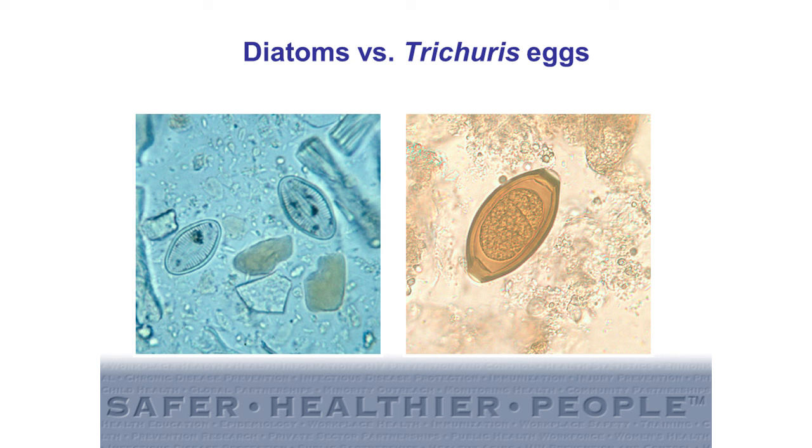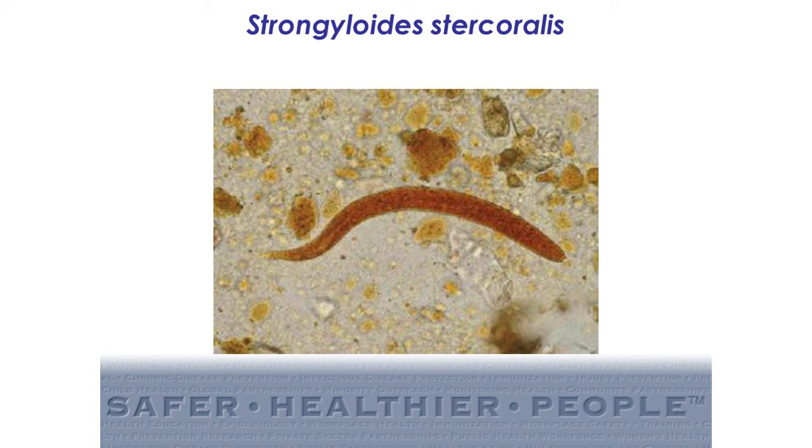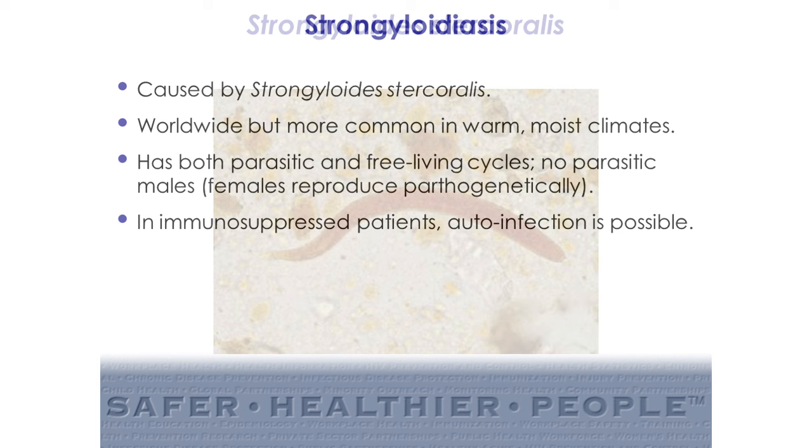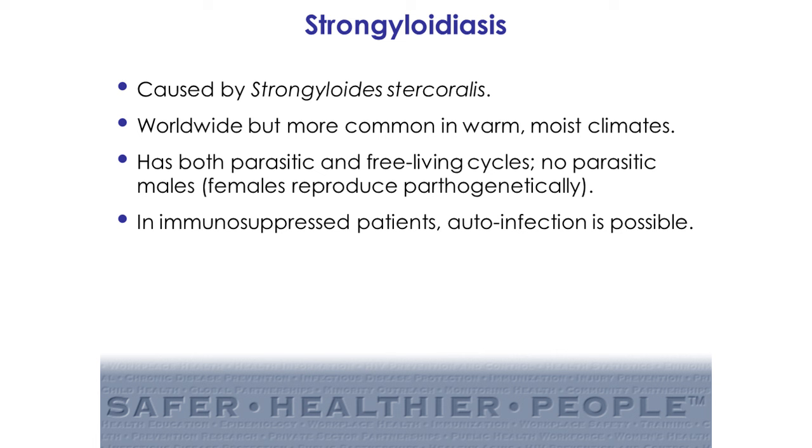Now we come to Strongyloides stercoralis. There are two species of Strongyloides that infect humans: Strongyloides stercoralis and Strongyloides fuelleborni, which is primarily the parasite of chimpanzees and baboons. The better known of the two species is Strongyloides stercoralis, which has a worldwide distribution. Strongyloides fuelleborni is found primarily in Africa and Papua New Guinea.